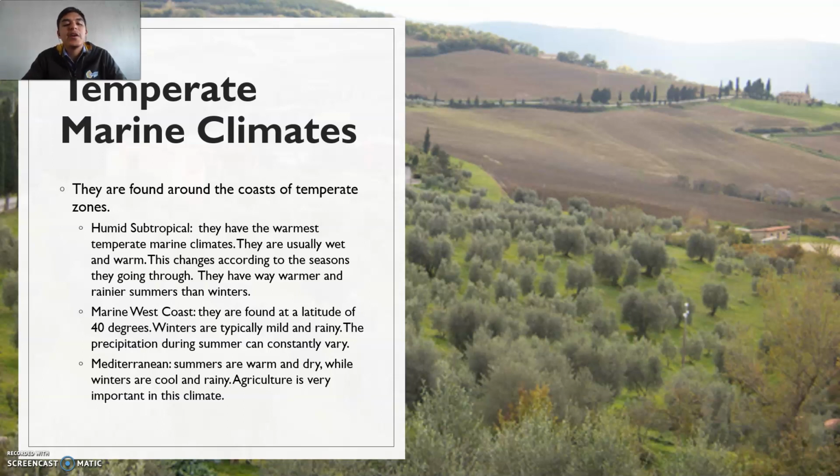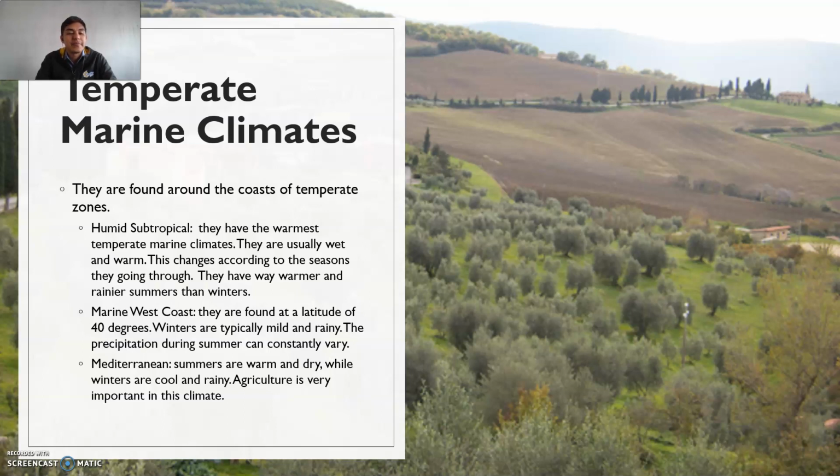Okay? Now we're going to go with the second classification, which is marine west coast. They are found at a latitude of 40 degrees. Winters are typically mild and rainy. The precipitation during summer can constantly vary. This is something important to take into consideration. So, while in some cases in the marine west coast, there can be a lot of precipitation, there can be very little precipitation. So, it is going to depend on many different factors, but there is not, let's say, a standard already for marine west coast type of climate.